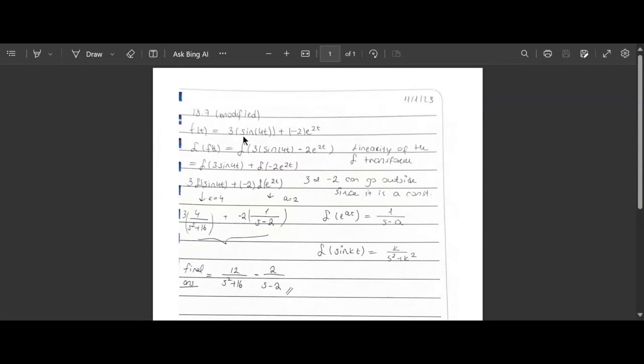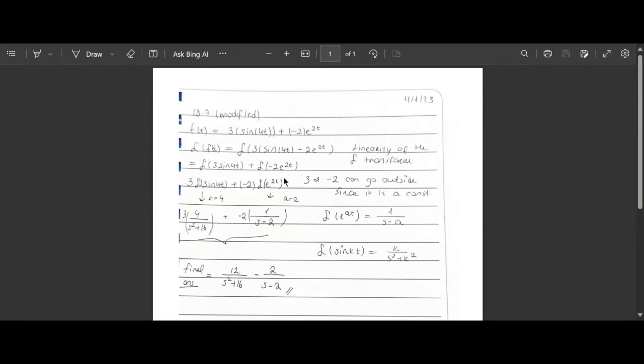So this is my function. I modified it a little bit. So we need to find the Laplace transformation. So that's what I did here. I just wrote it down. And then I realized that I can use the linearity of the Laplace transformation. And then we can also move the constants outside, like 3 goes outside and -2 goes outside.